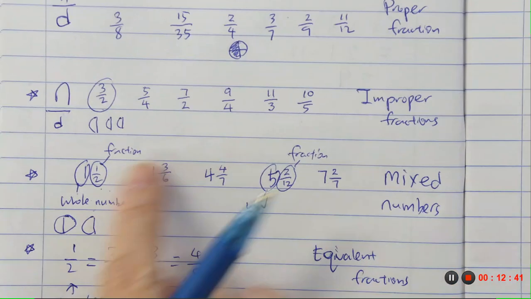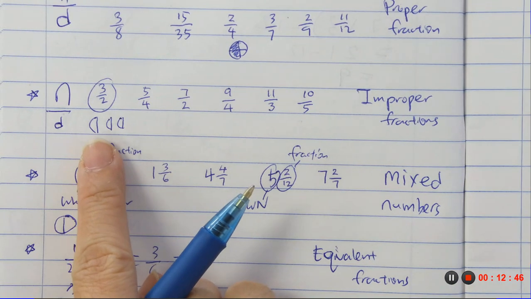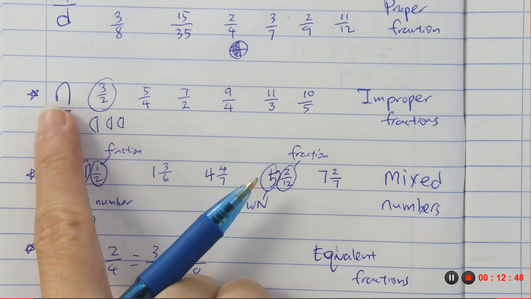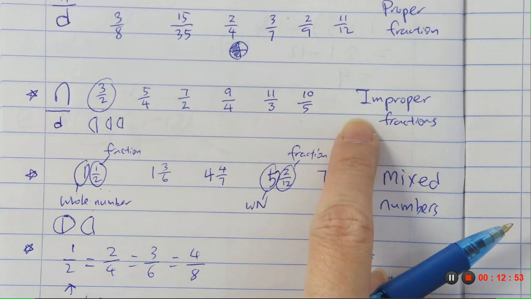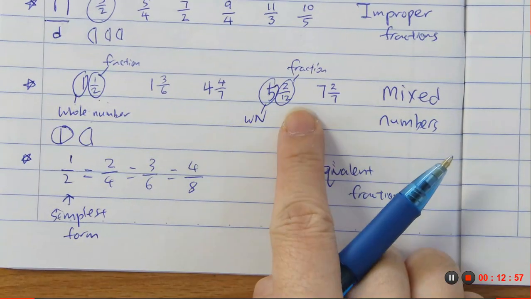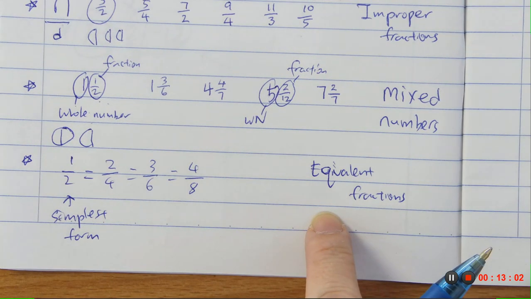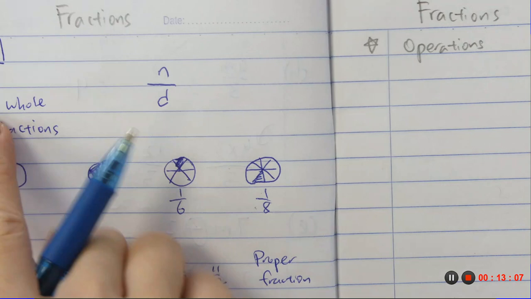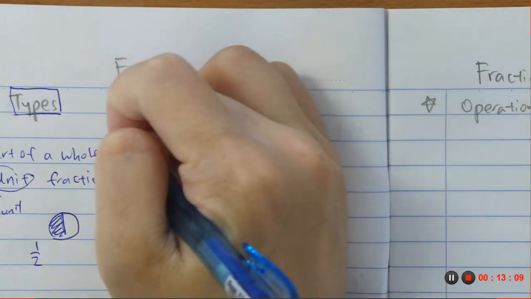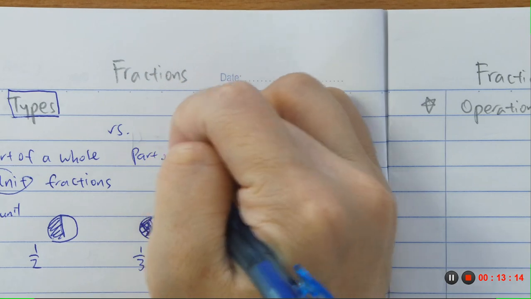Okay? Then you have improper fractions. The numerator is always a bigger value than the denominator. So these are the examples. And then mixed numbers, when you have a whole number mixed together with a fraction, and then equivalent fractions. Now, there's one more thing that I did not mention, which is fractions of a set. Okay, fraction as part of a whole versus fraction part of a set of objects.